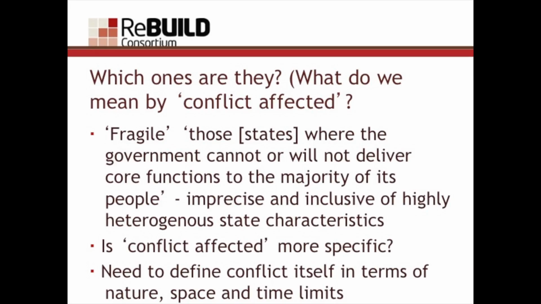Sometimes I think we think it's self-evident what's conflict affected and what's not, but as we've embarked on talking about this, we've found it's not as simple as all that to decide what you mean when you say conflict affected. There are some definitions around, and clearly the fragile state is well defined, and that version of the definition there is DFID's, so you're probably very familiar with it. But if you don't mind me saying so, it's really imprecise. It's inclusive of highly heterogeneous state characteristics, and we haven't found it terribly useful as guidance on which ones are and which ones aren't.